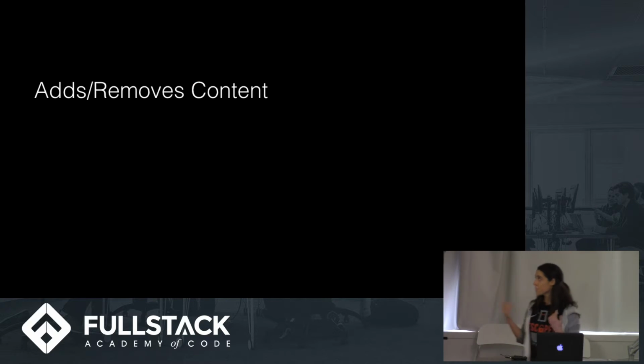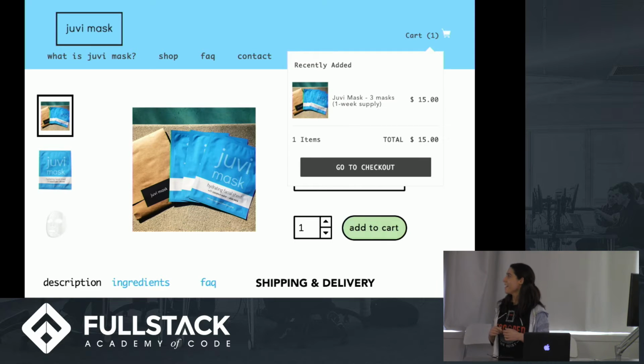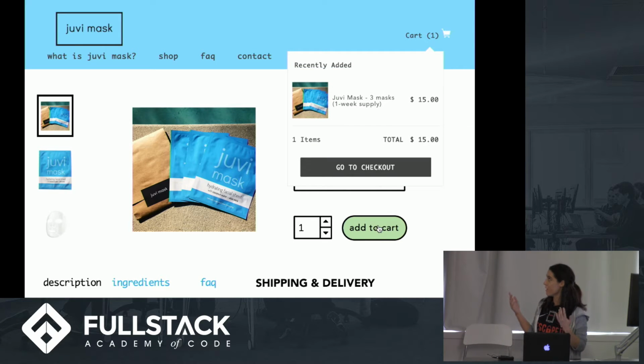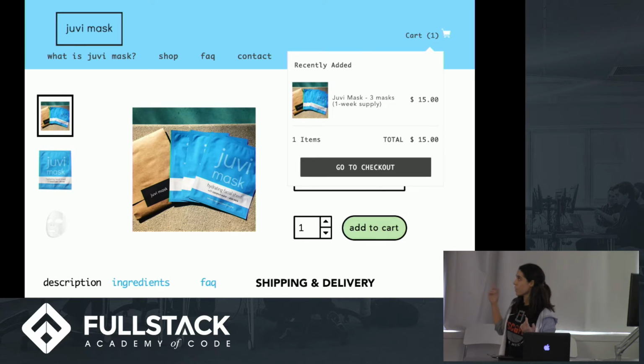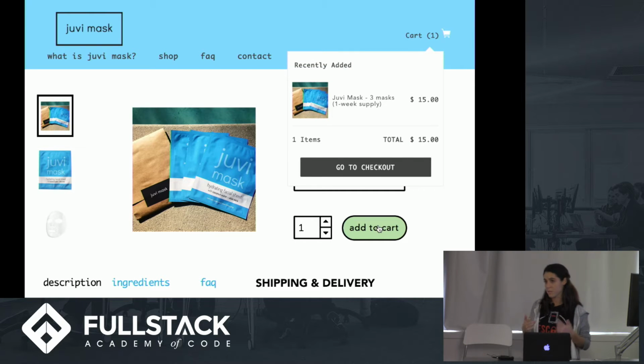Two, it adds and removes content. I think everyone at this point has seen an e-commerce website, hopefully. But when you're adding to cart, right, what happens? How does the user know that something has been added to their cart? Does a pop-up appear? Does the quantity in the top right-hand corner increment? Something visual that displays that a change has occurred and something has happened.